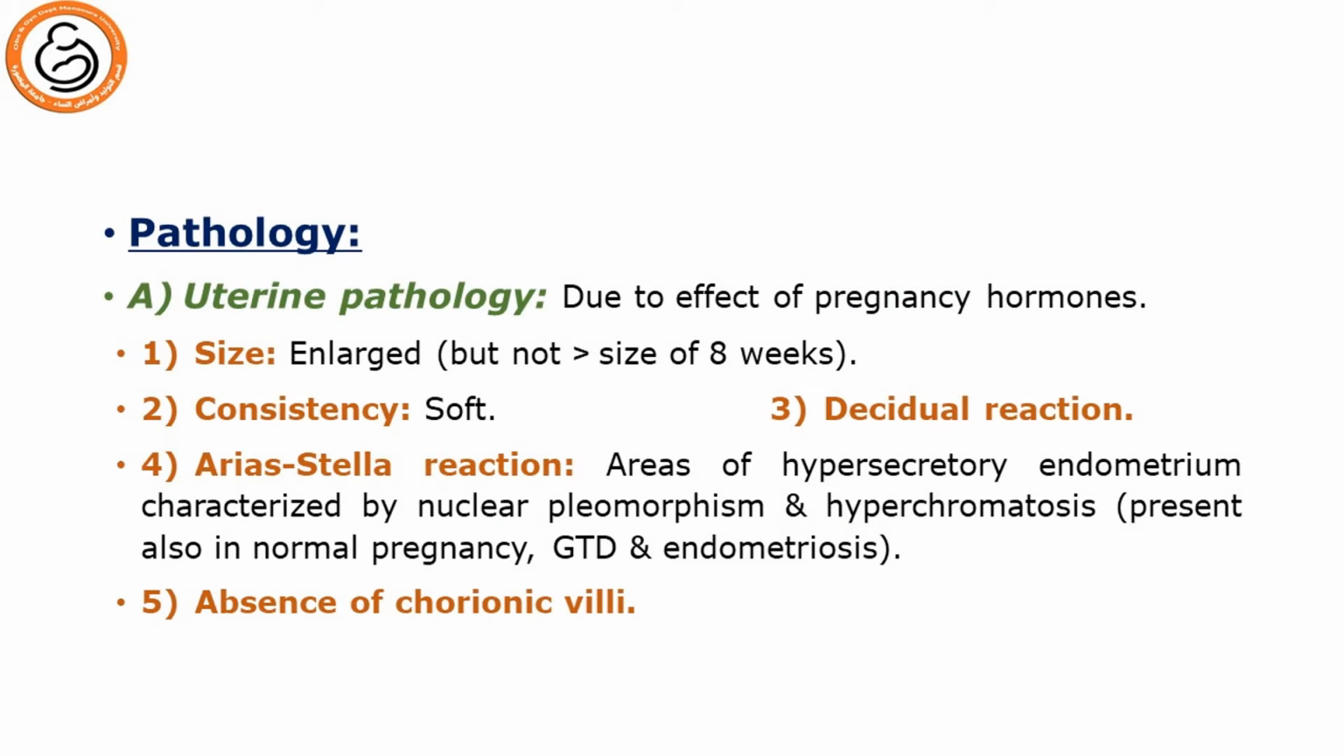Pathology. Uterine pathology: usually we have changes inside the uterus owing to the hormones of pregnancy. The size is enlarged, but not to the size of 8 weeks. The consistency is soft, as in a pregnant uterus. There is decidual reaction in the lining endometrium. We have what's called the Arias-Stella reaction, where there are areas of hypersecretory endometrium characterized by nuclear pleomorphism and hyperchromatosis, and absence of chorionic villi.